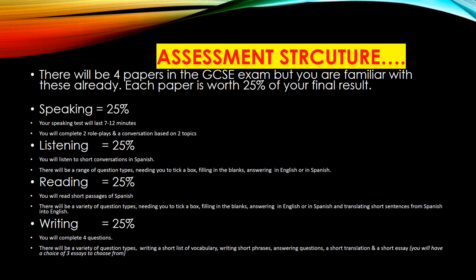GCSE Spanish examination is split into 4 sections. Those sections are speaking, listening, reading and writing. Each section is worth 25% of the total GCSE qualification. The 4 sections at GCSE mirror the 4 skill areas you have been covering in years 9 and 10 at the Abbey in terms of your oral, your listening, your reading exercises and your written work.